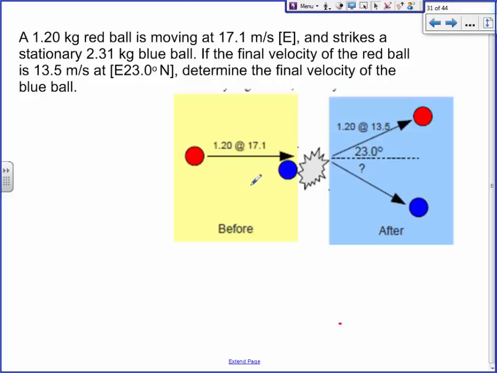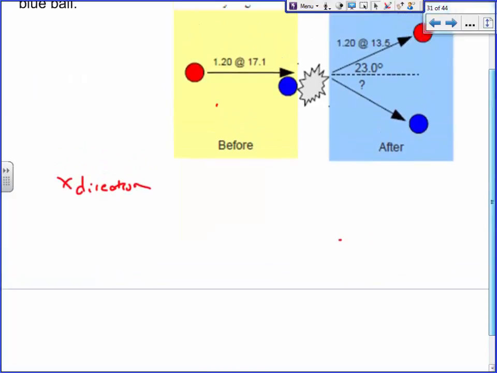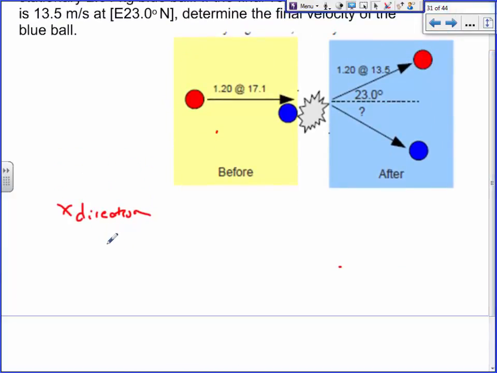Okay, so here's the thing we have to figure out: we have to have X and Y dimension momentum figured out. So I'm going to start in the X direction, and then I'll do the Y direction afterwards. In the X direction, before we start, we have the velocity of the red one before times the mass of the red one before. I'm not going to bother with blue because it looks like blue's just sitting there. And this is all in the X direction only, by the way.